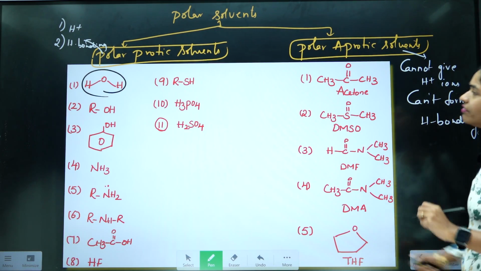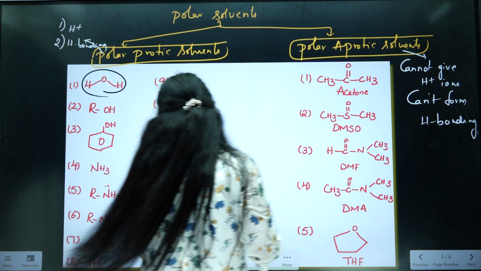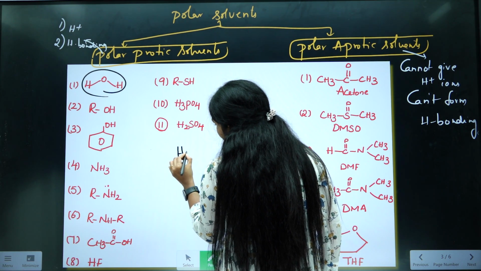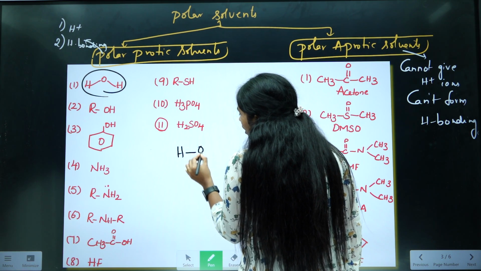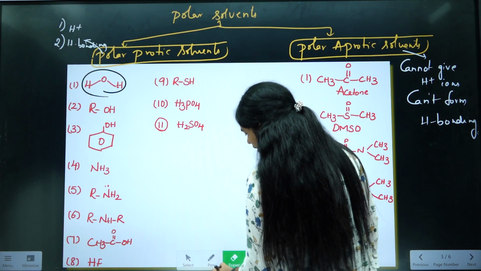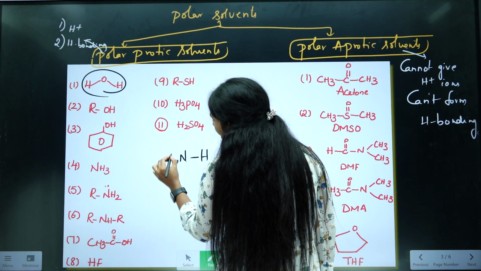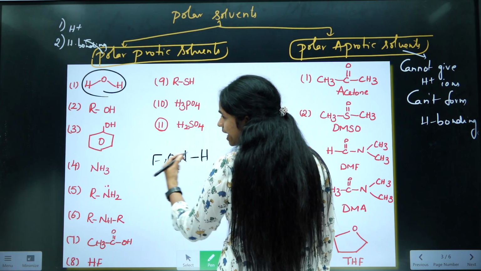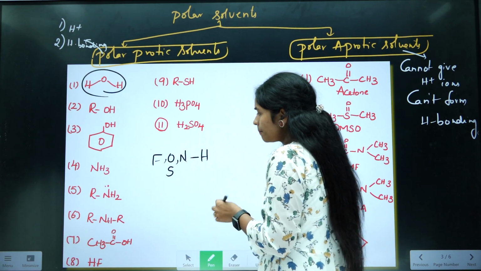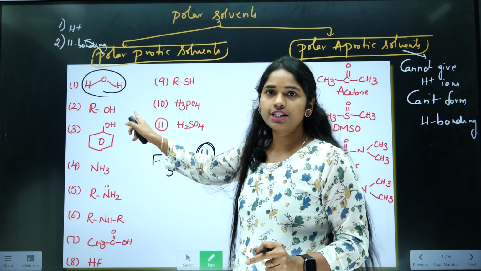How can I identify whether it gives H plus or not? Very easy. The technique is just hydrogen connected with oxygen, nitrogen or fluorine. Again I am repeating: hydrogen connected with atomic number 7 nitrogen, 8 oxygen, 9 fluorine, same sequence, and in the same family of oxygen, even sulfur. This hydrogen is acidic hydrogen, that's it. See how easily you can do.